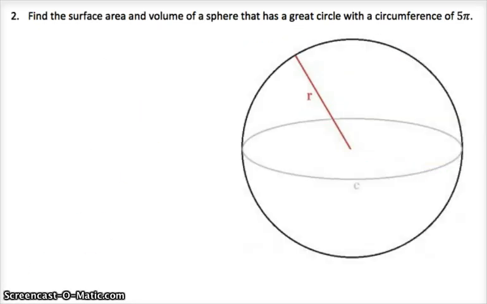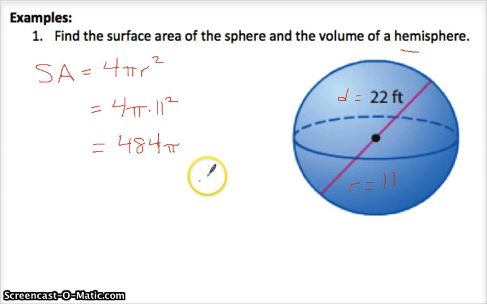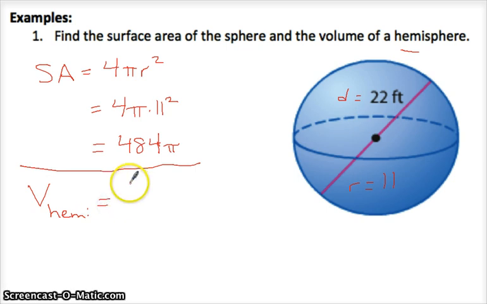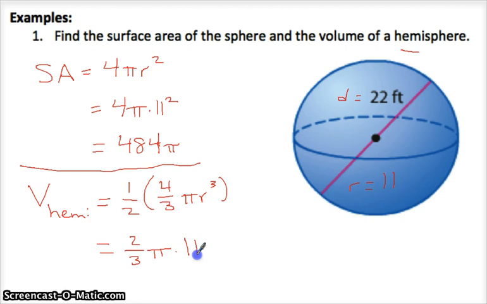Oh, I'm sorry, I forgot the other part of that question, which was to find the volume of a hemisphere. So I'm going to write hemi down here so I know what I'm talking about. The volume of a hemisphere is 1/2 of the volume of the sphere, which we learned on the last page is 4/3 pi r cubed. So half times 4/3, that's 2/3, lovely, times pi times the radius cubed.